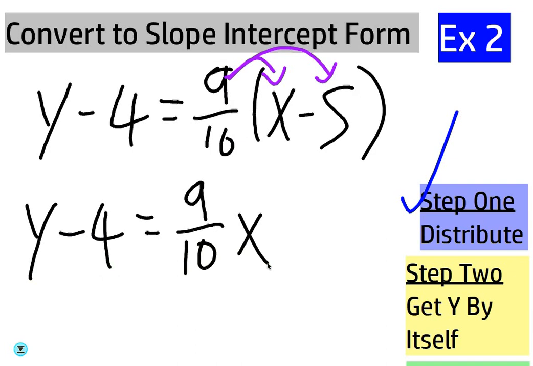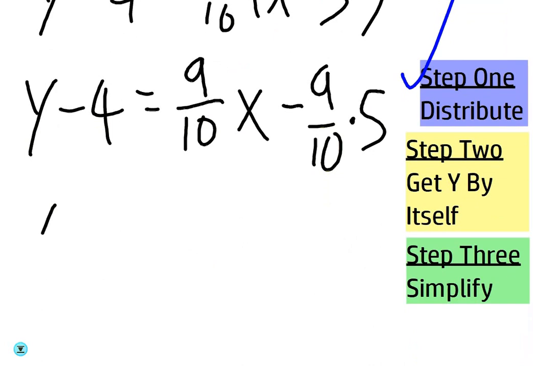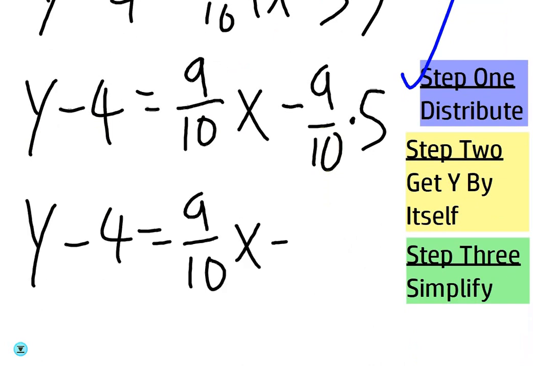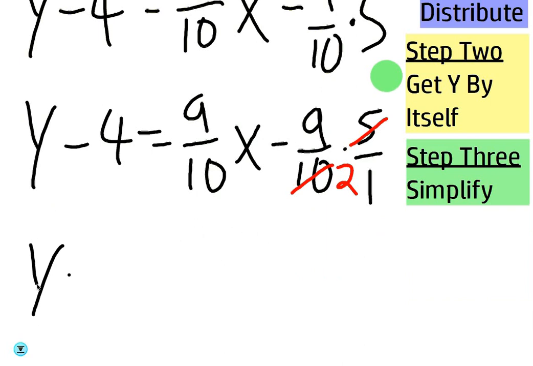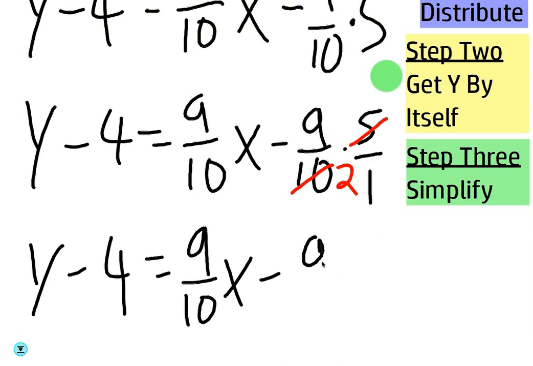I'm going to actually write this out, okay? So it's going to be minus 9 over 10 times 5. In order to do that, we have to write it as 9 over 10 times 5 over 1. I mean, you don't have to, but. So how would that reduce? Cross 5 and 10. 10 divided by 5 equals 2. And where does the 2 go, top or bottom? Bottom, because 10 is bigger than 5. It goes down here. So that gives you y minus 4 equals 9 over 10x minus 9 over 2.